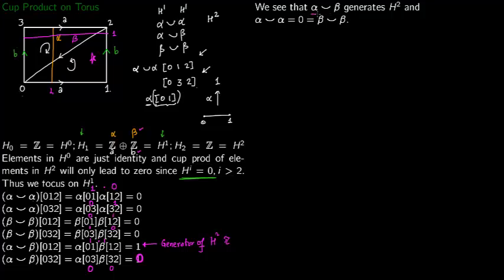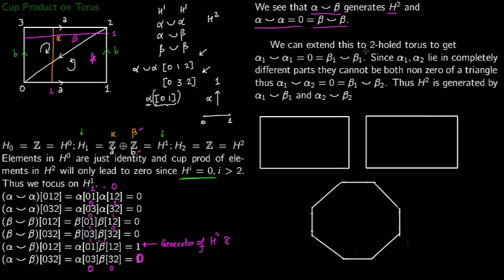So that is it. You see, alpha cup beta generates H2, alpha cup alpha is 0, and beta cup beta is 0. Now you can extend this to the 2-hole torus. So how do you extend this to the 2-hole torus? I'm going to copy this entire thing down to right here. You have 0, you have 1, you have 2, and you have 3.